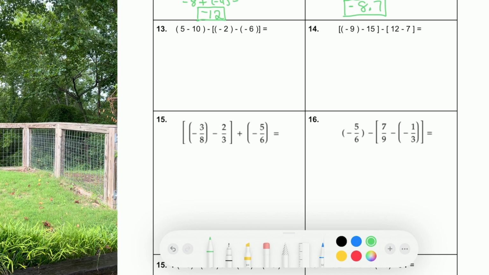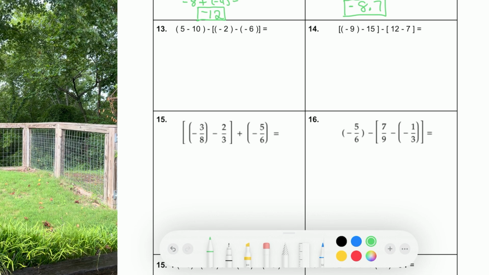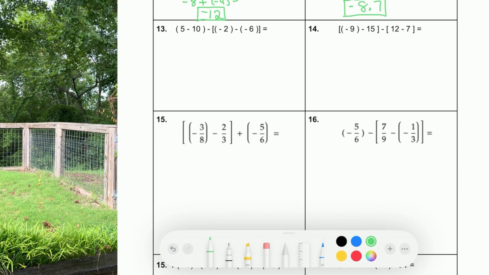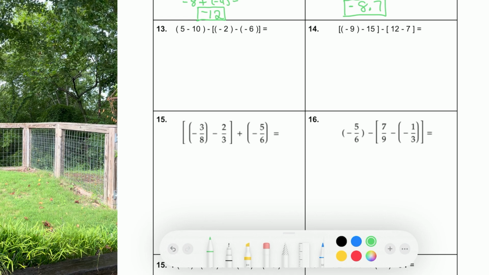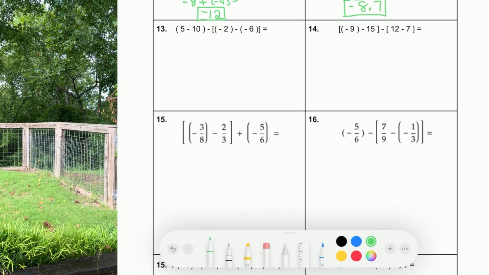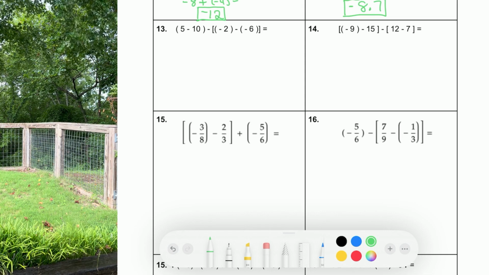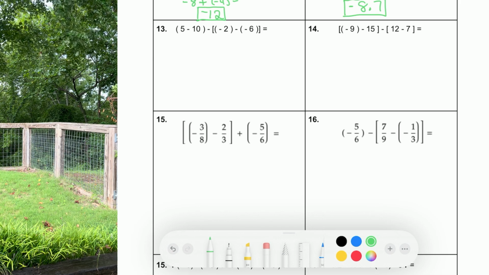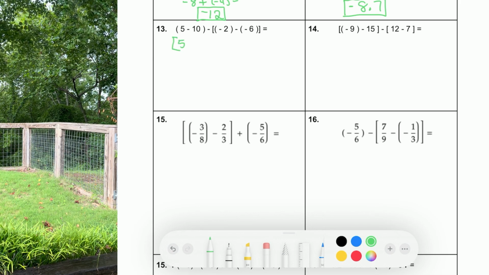Number 13. We need to look at the parentheses grouping with the bracket first, I believe. Let me think. This is a lot of parentheses and brackets. Actually, we can do the 5 minus 10 and the -2 minus -6 at the same time. We can do the keep it, change, change at the same time. So let's do that. So we have 5 that we keep. Change the subtraction to plus. Change the 10 to a -10.